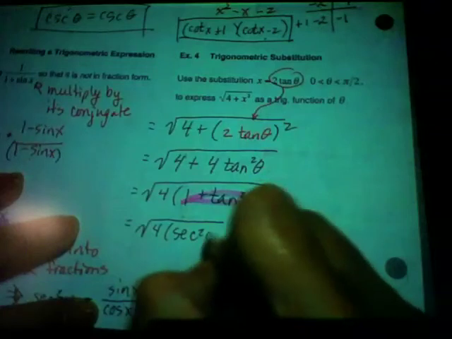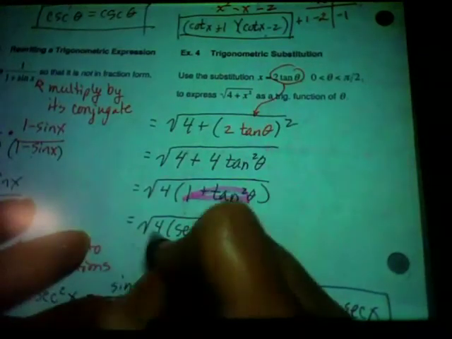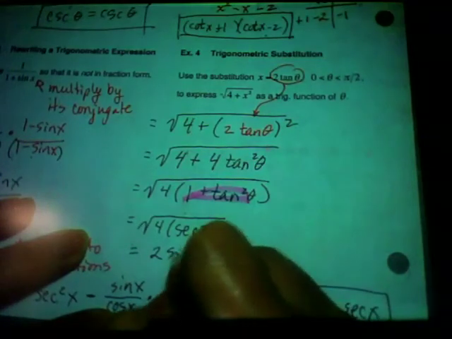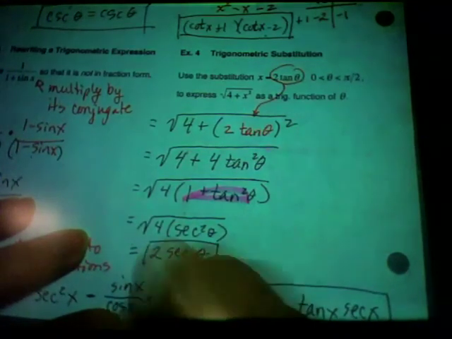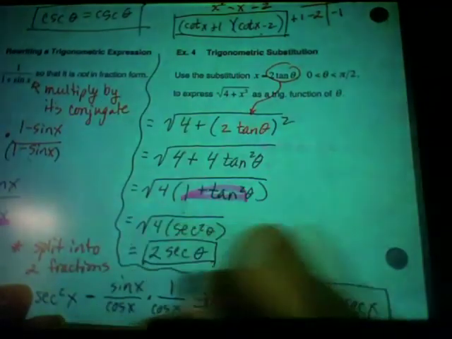Secant squared theta. Now, Zach, can't I take the square root of those that are under there, because I no longer have an addition or subtraction sign, right? And so the square root of 4 is 2, and the square root of secant squared is secant of theta. Ha! Done. Wasn't that exciting? So I'm going to separate these.